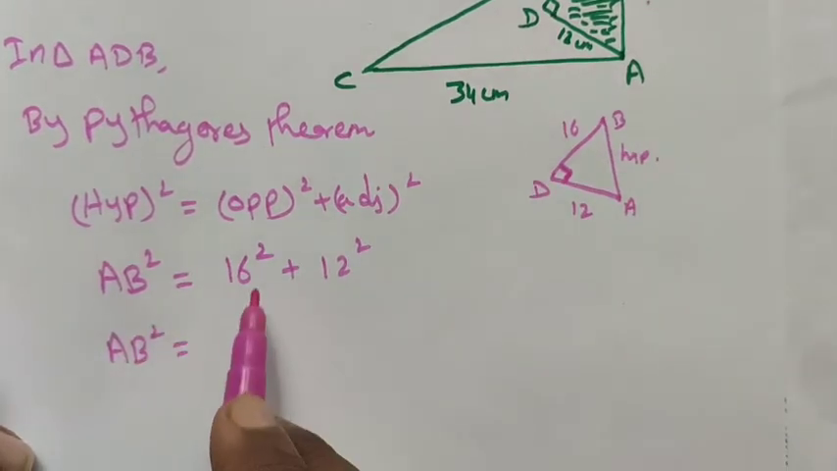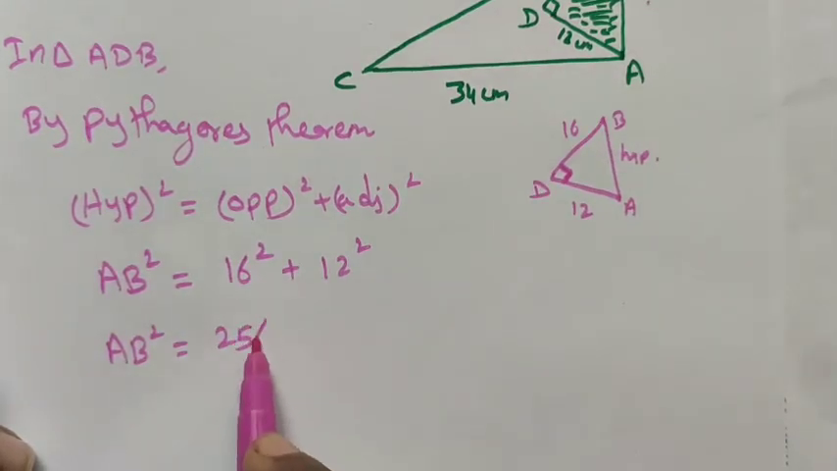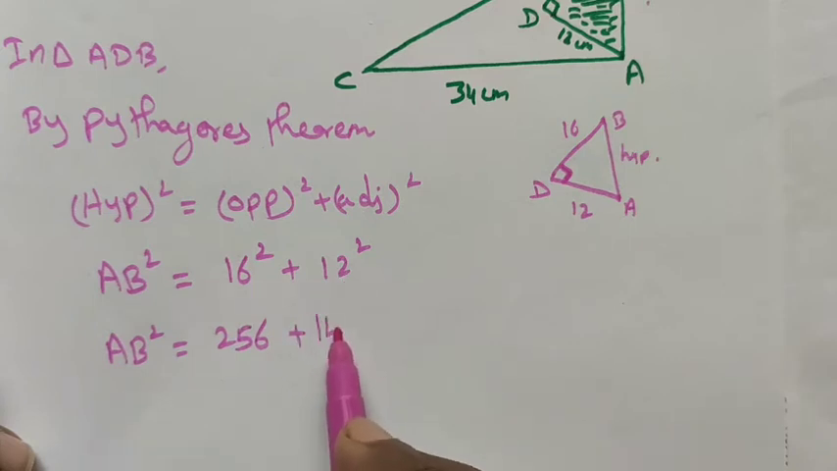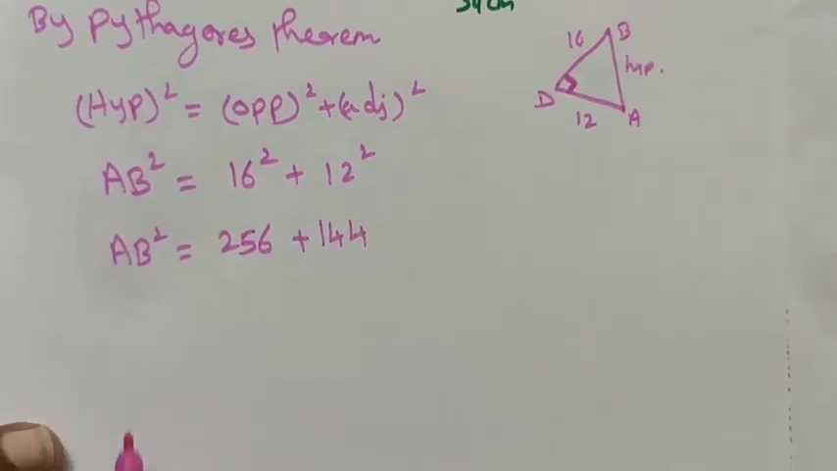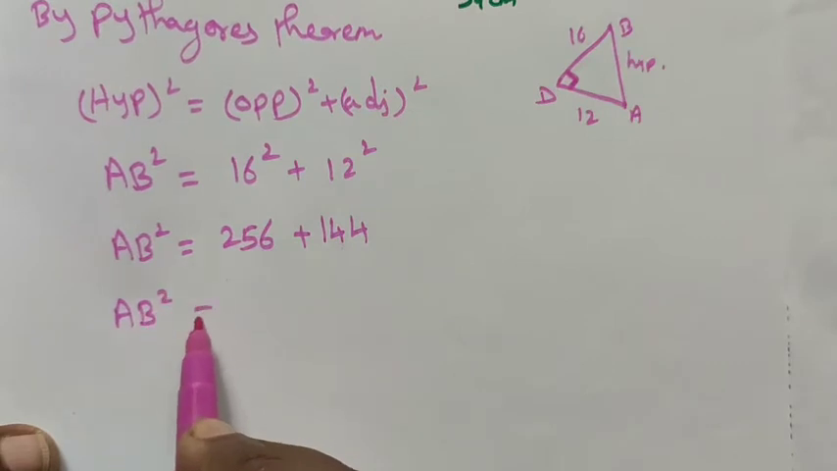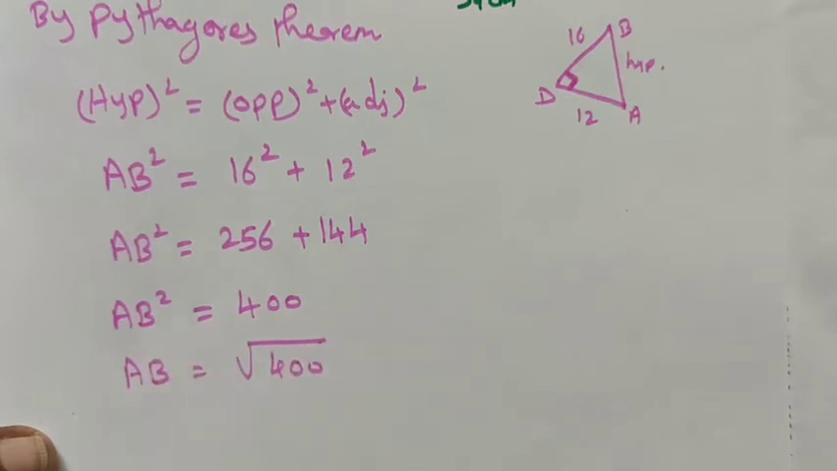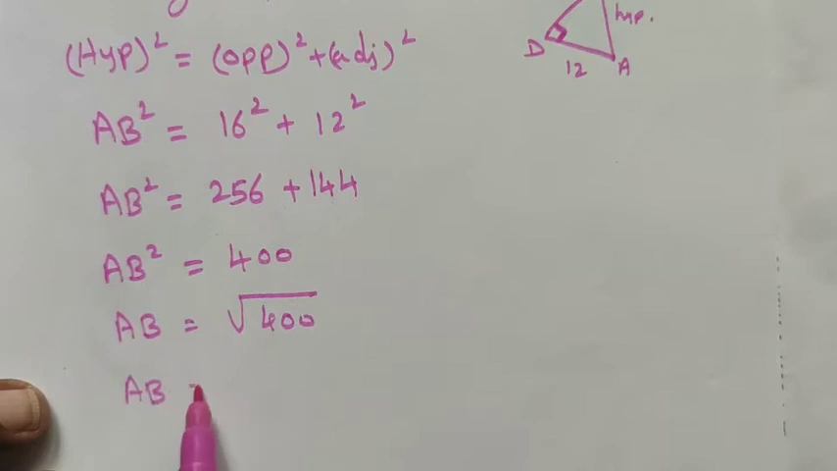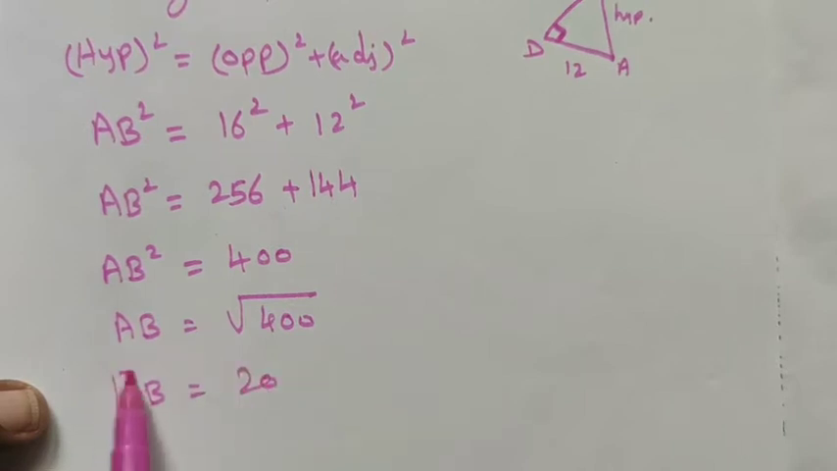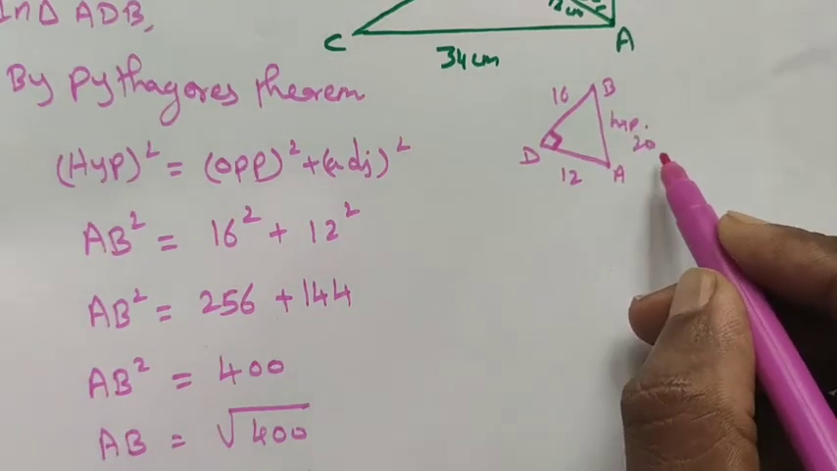Then AB square is equal to 16 into 16 is 256, 12 into 12 is 144. Then AB square is equal to the sum of this, which is 400. Now we want to find only AB. Taking square root, AB is equal to root 400, so AB is equal to 20. So this is 20 centimeter. AB is equal to 20 centimeter. So this side we have found out is 20.